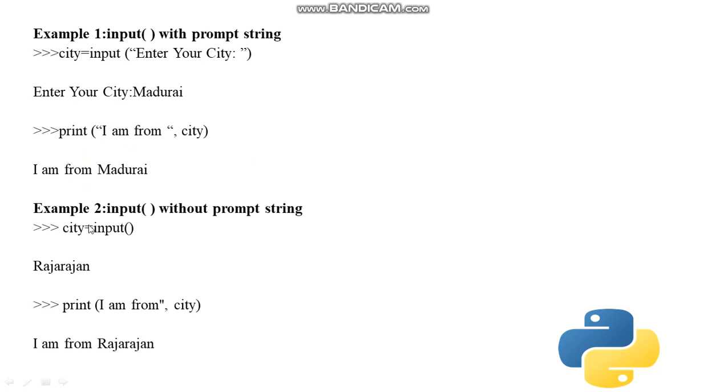Second example is without the prompt string. So I'm taking city equals input and I'm not prompting any string. So the user on the screen will not see anything. He has to understand that he has to give some input here, and by understanding that he will enter some input and I'm printing that input.